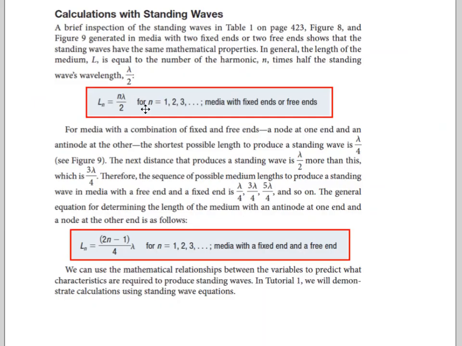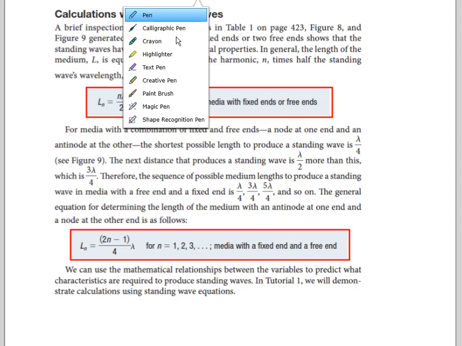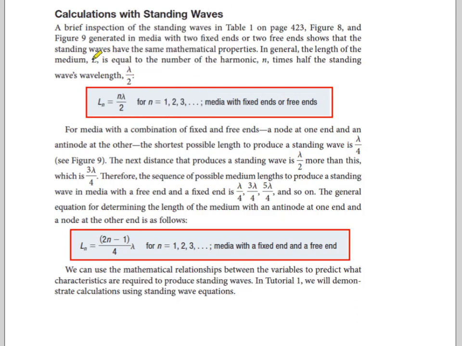Okay, so when we're looking at this formula, the length of the medium, that's what capital L is. Please make a big note of that because lots of people mess that up. L is the length of the medium. Okay, it is not the wavelength. It's the length of the string or whatever medium you're working with, normally strings for us. Okay, please highlight that. Lambda, that's the wavelength. Okay, they are not the same thing.